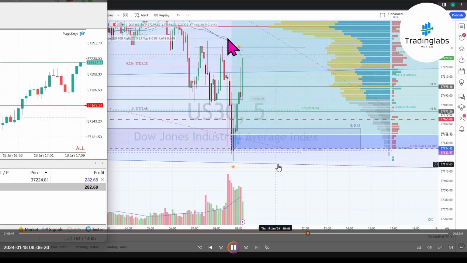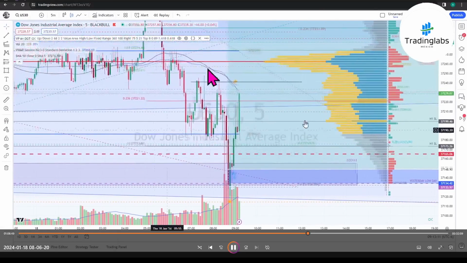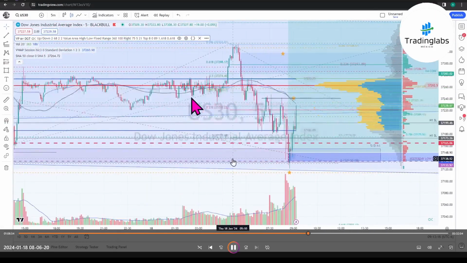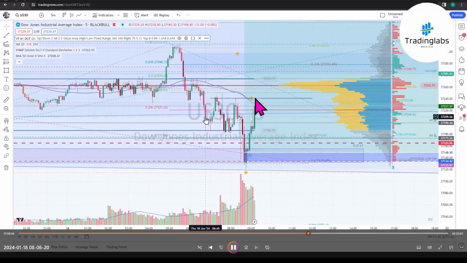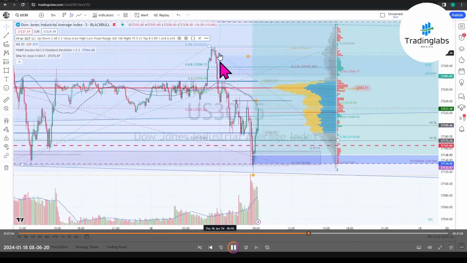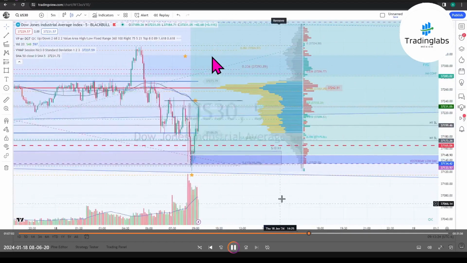So we are reaching the big VWAP and the 50 EMA. We are reaching the first TP. This is a fair value gap of this downtrend.